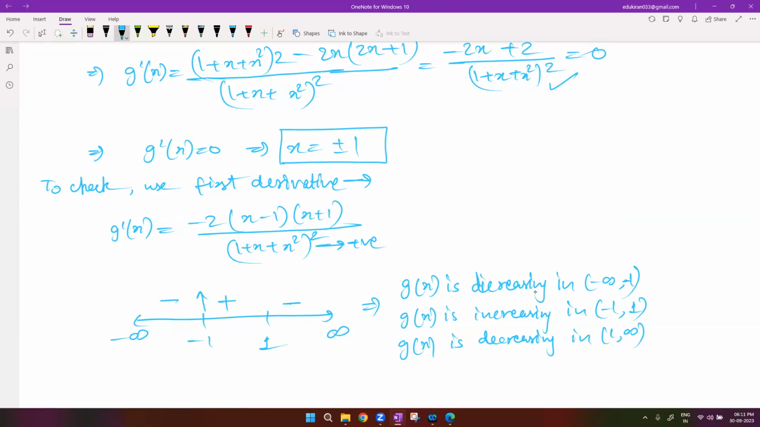So it is a point of local minima. And then this is a point of local maximum. Right? Is it clear? The question is clear to you or not?